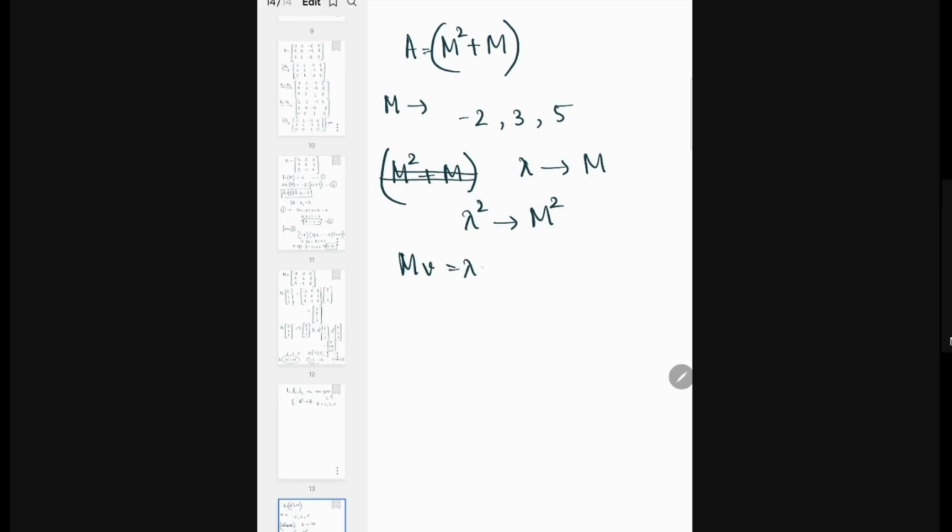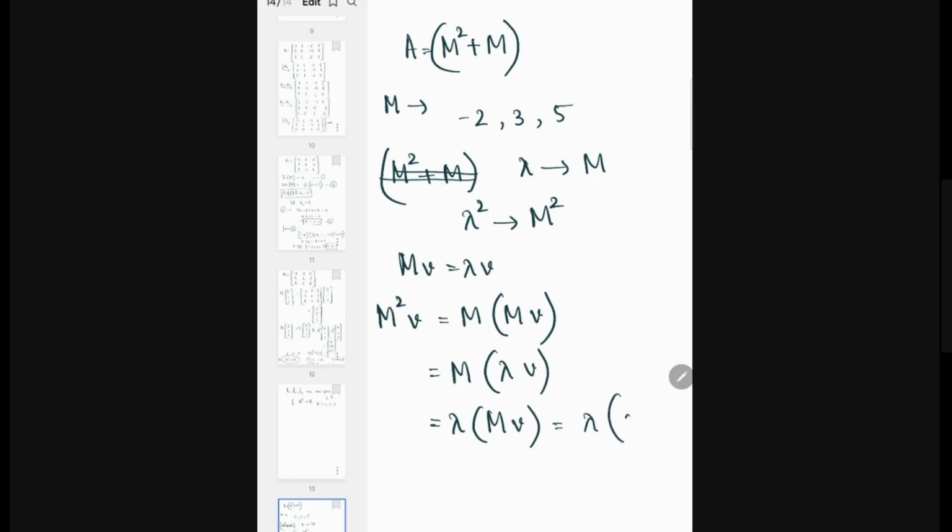Mv is equal to lambda v, right? Then M square v is M of Mv, which is M of lambda v. Now lambda is a scalar, so it becomes lambda times Mv, which is lambda times lambda v, that is lambda square v. So M square v is lambda square v, and lambda square is an eigenvalue of M square. Is it clear?